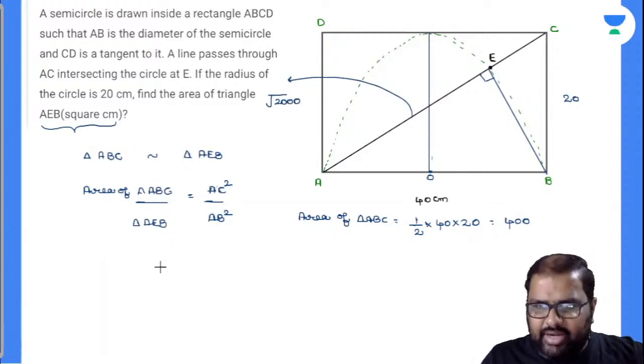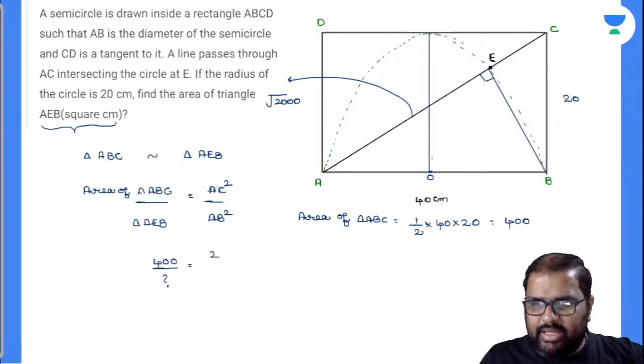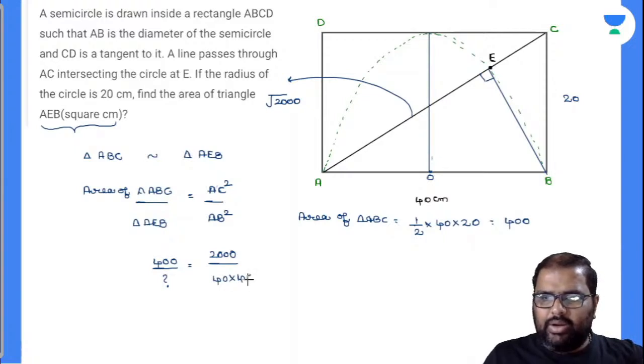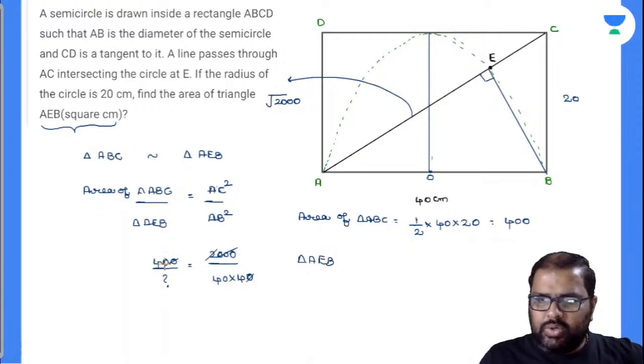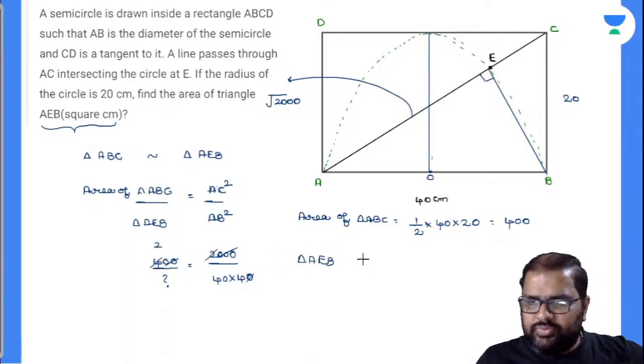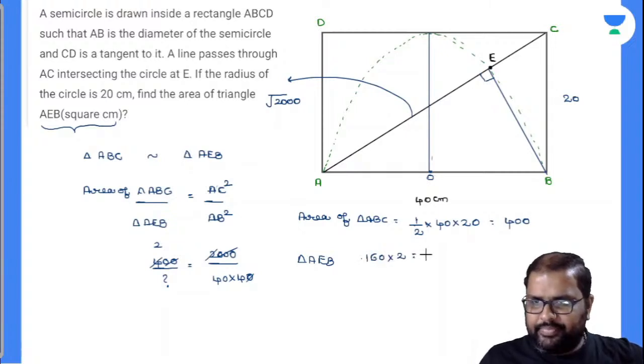Now the area of triangle ABC, just now you have calculated 400. This is what you have to find out here. AC value is nothing but equal to root 2000 divided by the AB value, which is nothing but 40 into 40. Am I right or wrong? So 3 zeros here, 2 zeros here, 1 zero will get cancelled, 2 1s are 2, 2 2s are 4. So the area of triangle AEB is nothing but equal to how much, beta? 2 1s are 2, 2 2s are 4. So 160 into 2 is nothing but 320.